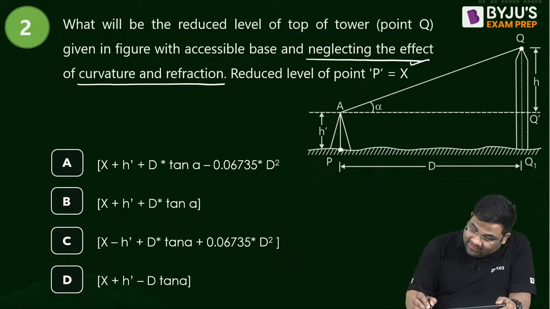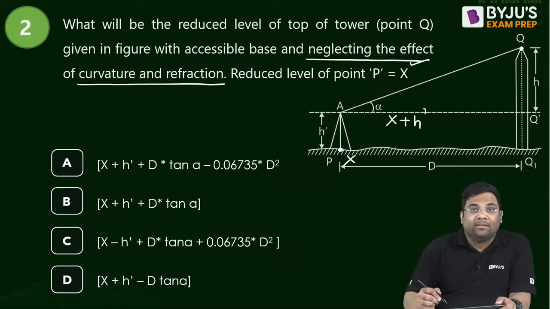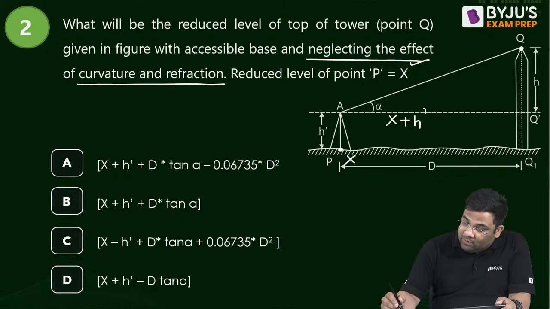You can see this is P, right? Here the label is X. You see this height of instrument will be what? X plus H bar, or H dash. And then you see this distance is D. So what will be this height? This height will be equal to D tan alpha.